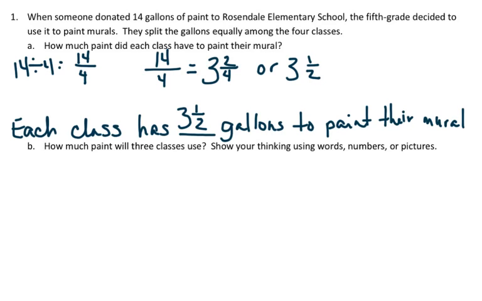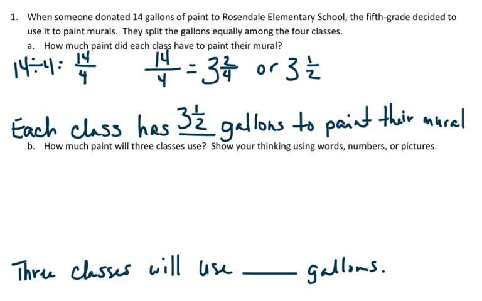Okay, we're going to do part B, and part B reads, how much paint will 3 classes use? And show us your thinking using words, numbers, or pictures. So let's start with our target sentence. And it reads, 3 classes will use blank gallons. So I'm going to use a picture for this. I'm going to use a tape diagram.